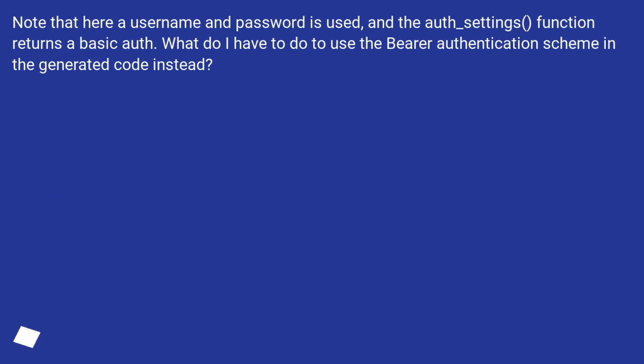Note that here a username and password is used, and the auth_settings function returns a basic auth. What do I have to do to use the bearer authentication scheme in the generated code instead?